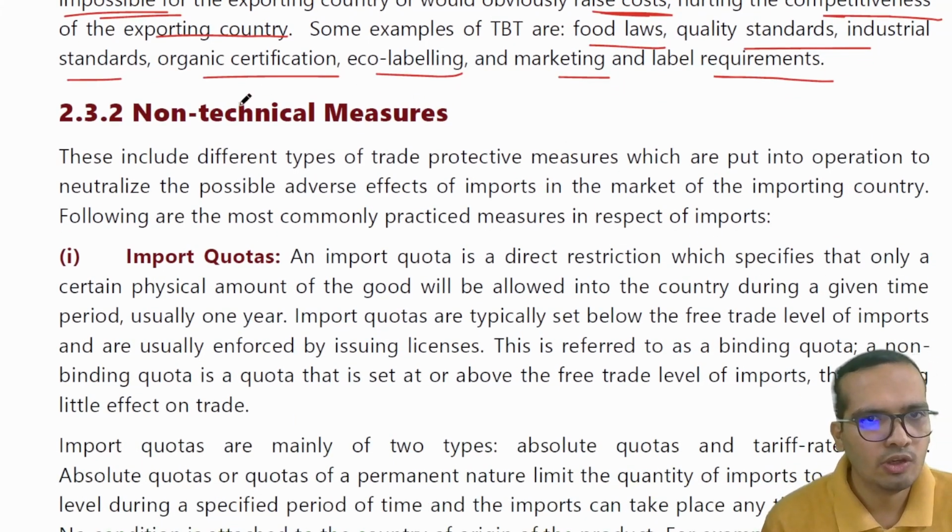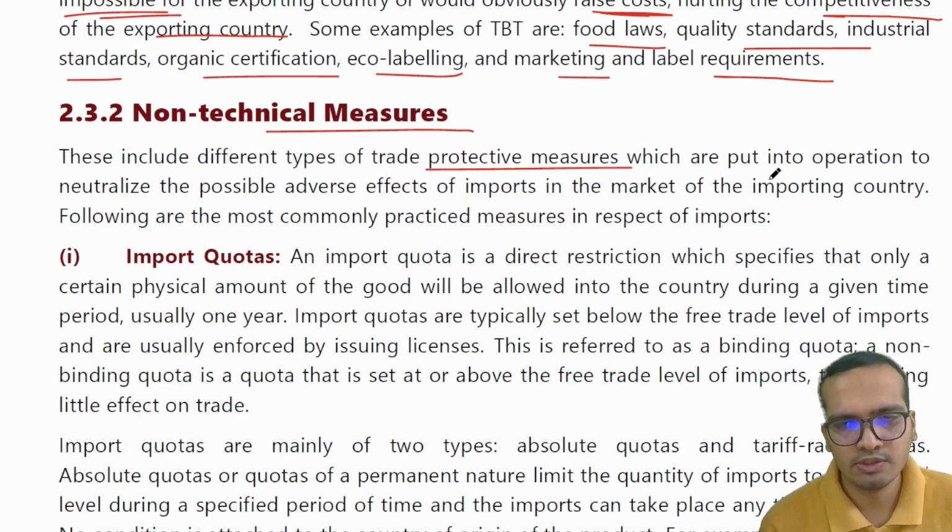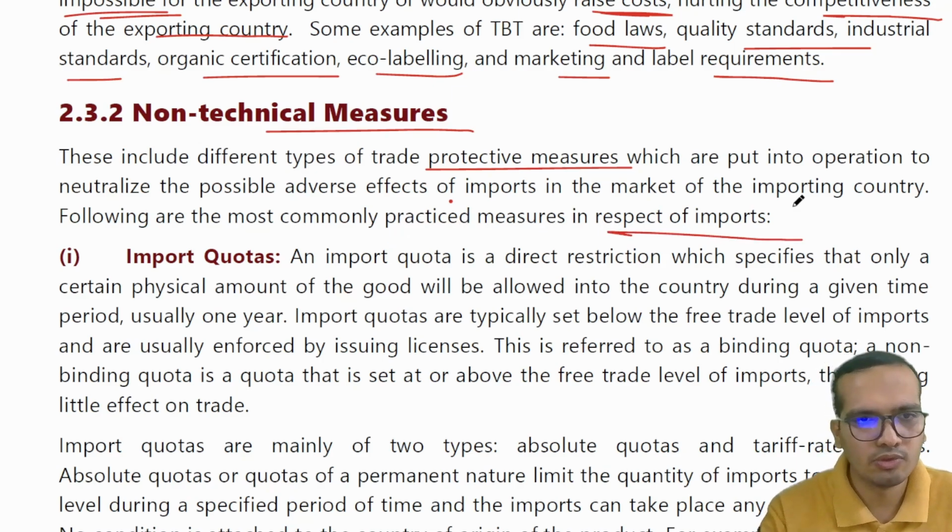Then we have non-technical measures. These include different types of trade protective measures which are put into operation to neutralize the possible adverse effect of imports in the market of the importing countries. Following are the most commonly practiced measures in respect of imports.